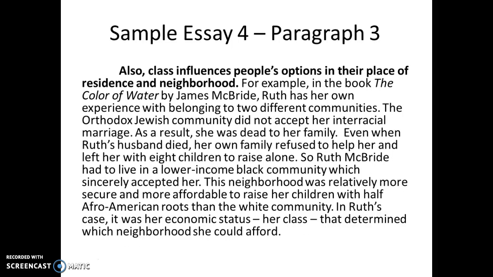Paragraph 3, the next area of life where class influences people is in the place where they live, according to the writer. And here she is using the example of The Color of Water, where Ruth McBride is shunned by her Jewish family because of her interracial marriage, and she is forced to live in a lower class neighborhood.